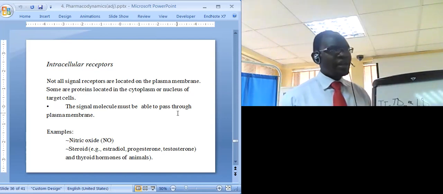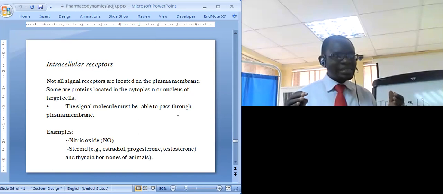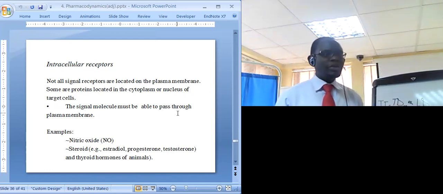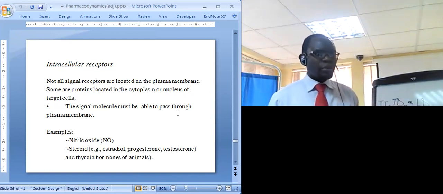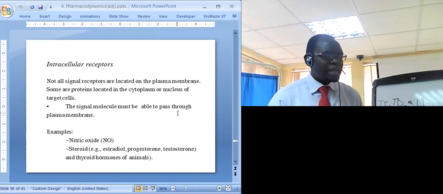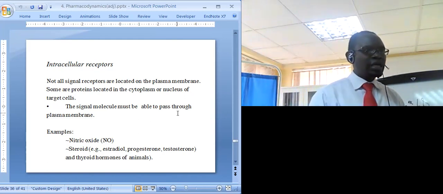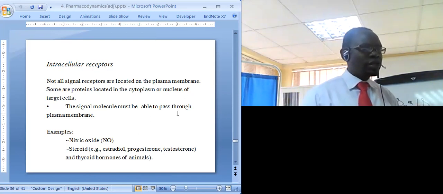Once it passes through the cell membrane and meets the receptor on the nucleus, it brings about several changes. For example, nitric oxide, which is known for vasodilatation, has its receptors on the nucleus.